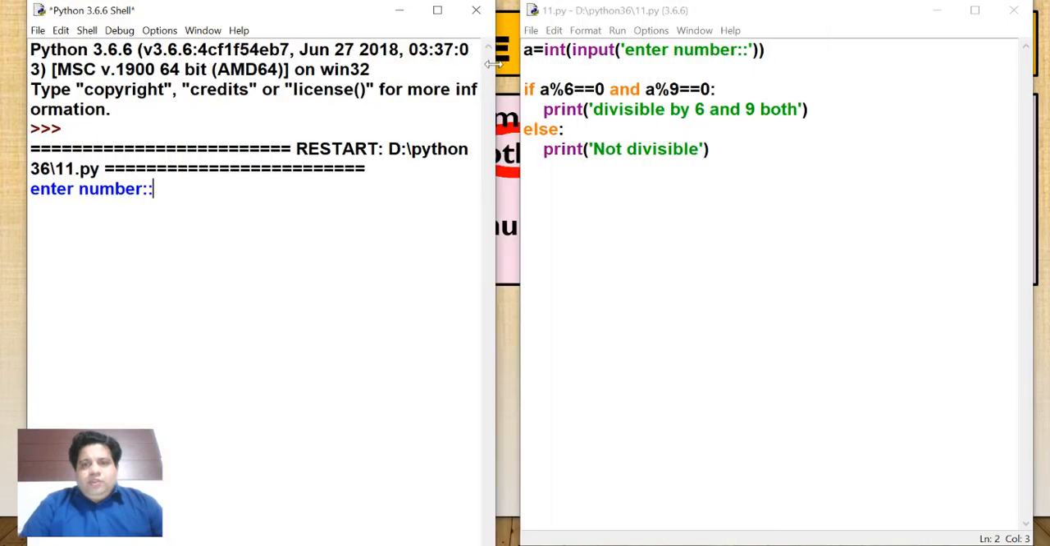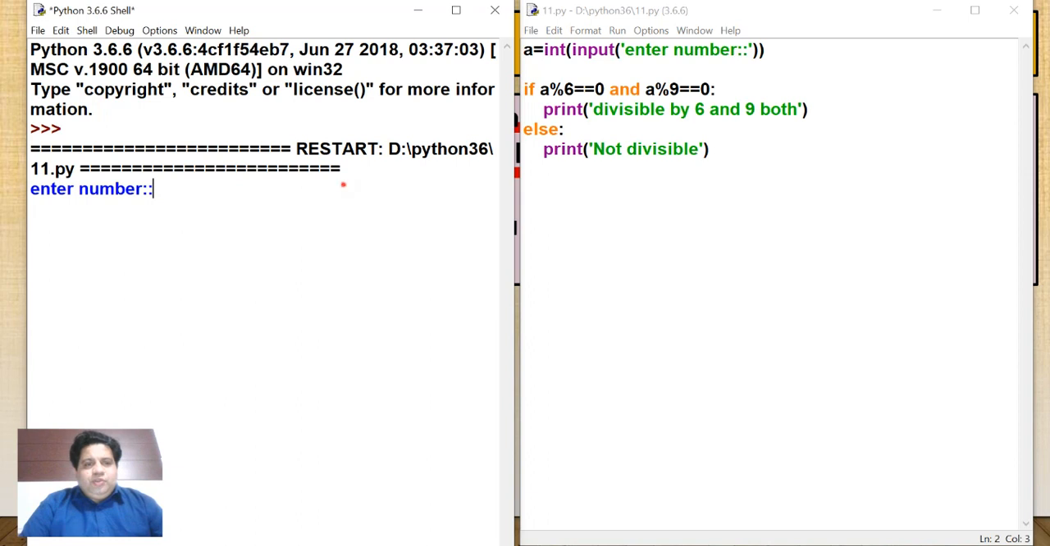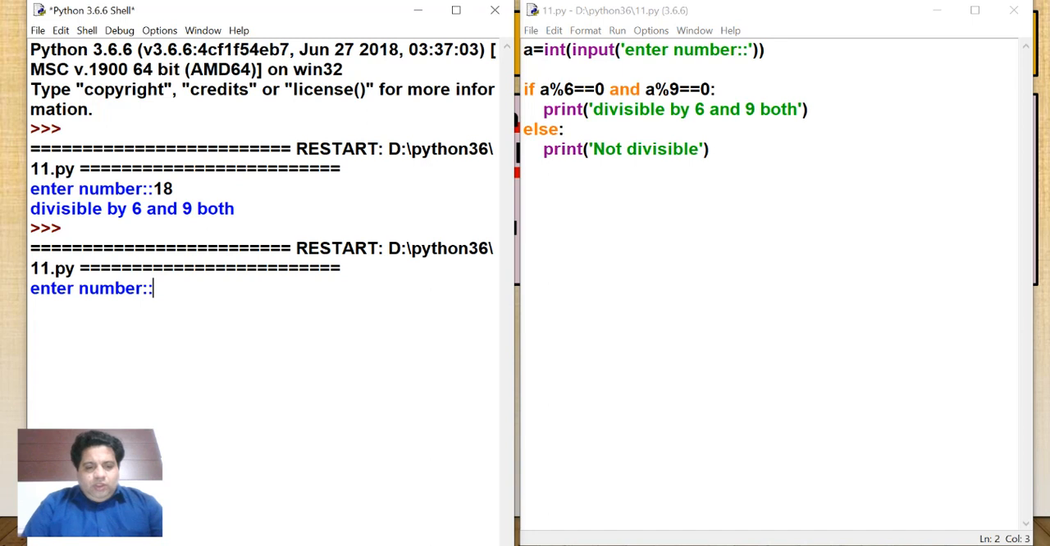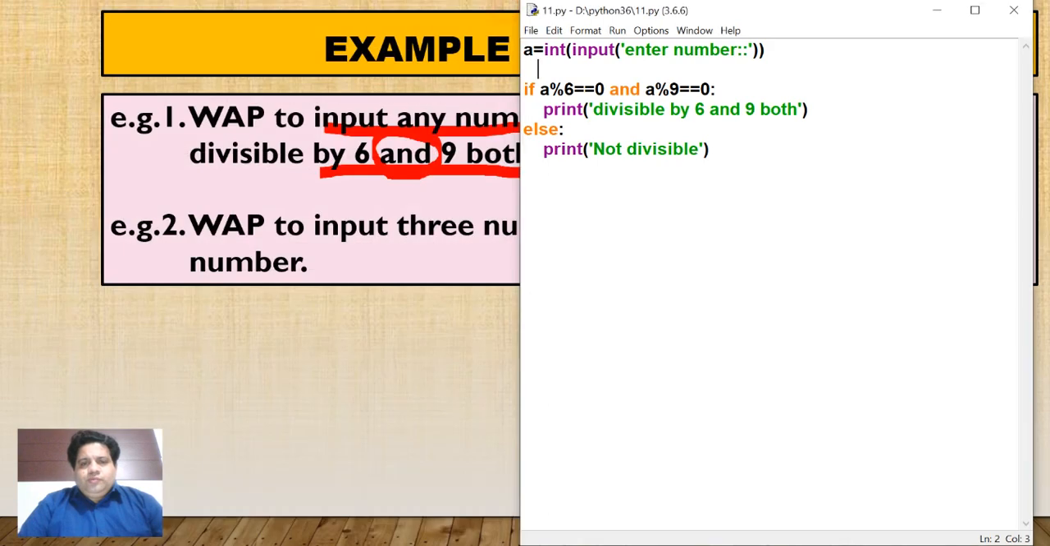This is the program window and this is the output window. You can see both the windows. Now give 18. Now 18 is divisible by 6 and 9 both. See, the output is divisible by 6 and 9 both. Again run the program. Now give 12. Now 12 is divisible by 6 but not by 9. So it is giving not divisible. Clear?